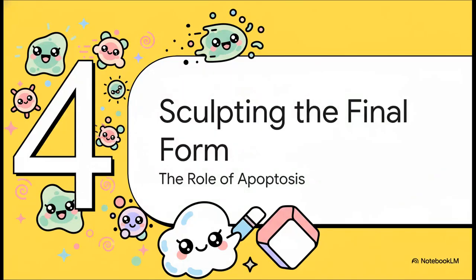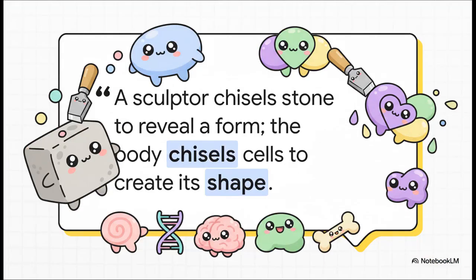Now, creating the intricate shape of the human body isn't just about adding new material. In a lot of cases, it's actually about carefully and very precisely removing it. This isn't some chaotic demolition. No, it's an incredibly precise sculpting process. The body actually starts out with more cells than it needs, and then carefully carves away the extra stuff to reveal its final, beautiful form.